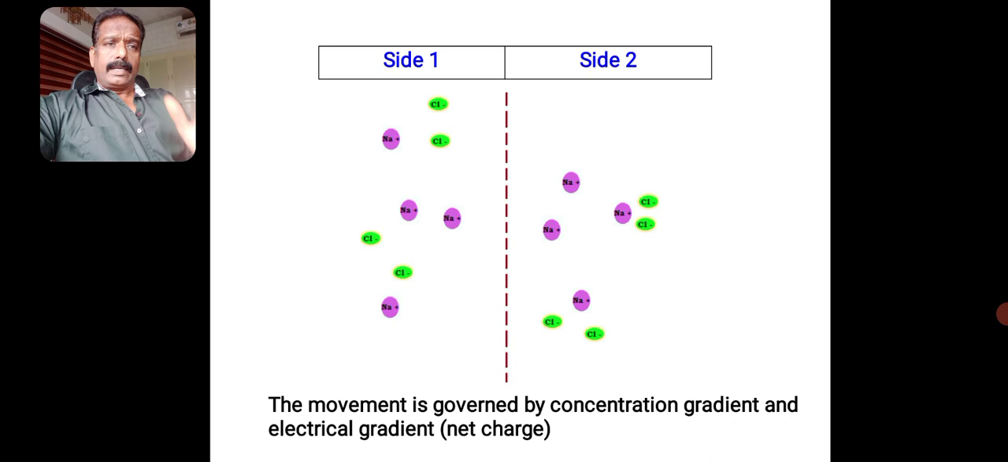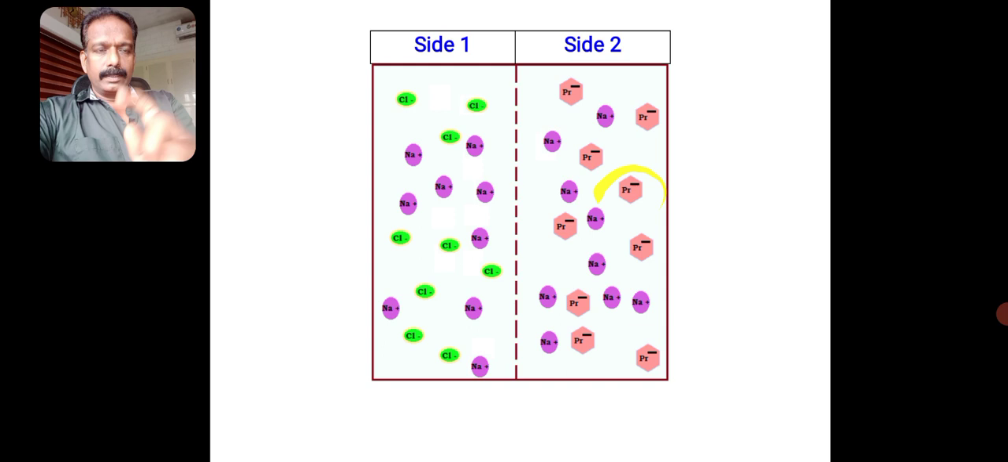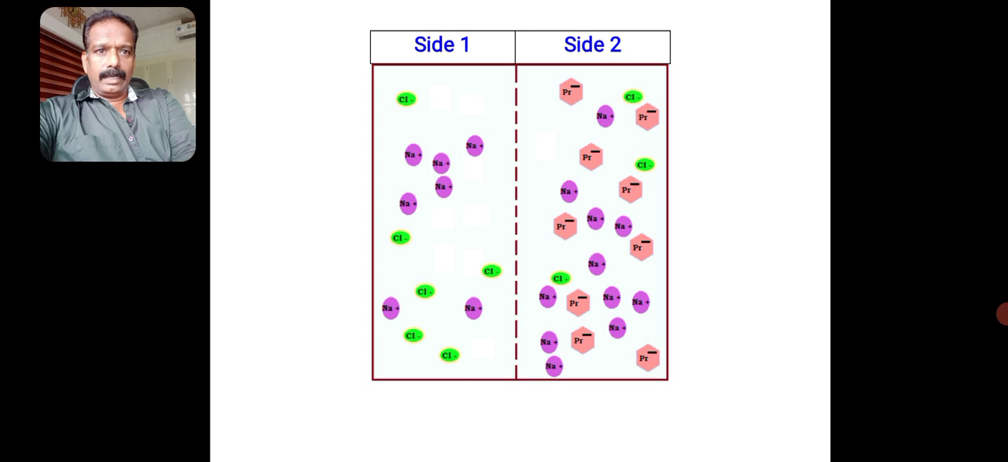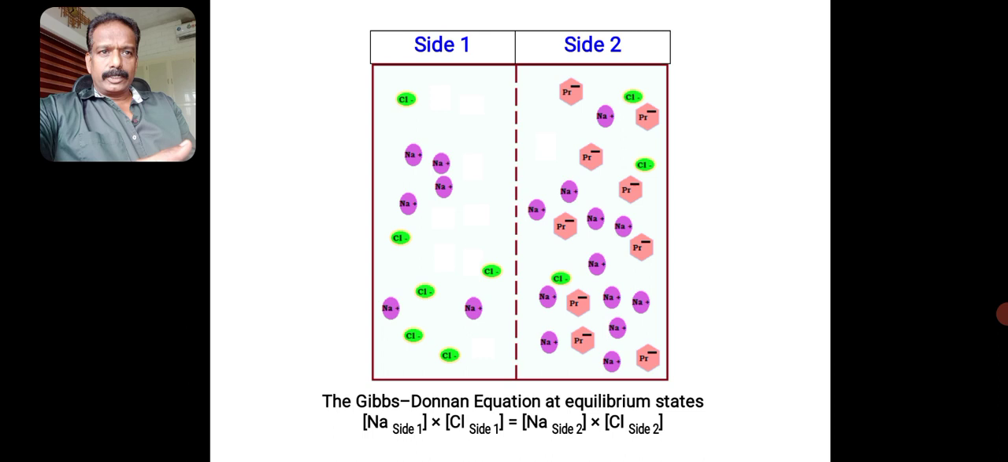But consider a case when on one of the sides, let us say side 2, there is the presence of protein anion. The presence of protein anion influences the movement of these permeable cations and anions. Here is the protein anion represented. Because of its presence, the distribution will be different, and till an equilibrium is reached, we can see an accumulation of sodium cations on side 2 compared to side 1, as well as chloride anion accumulated on side 1 in comparison to side 2.